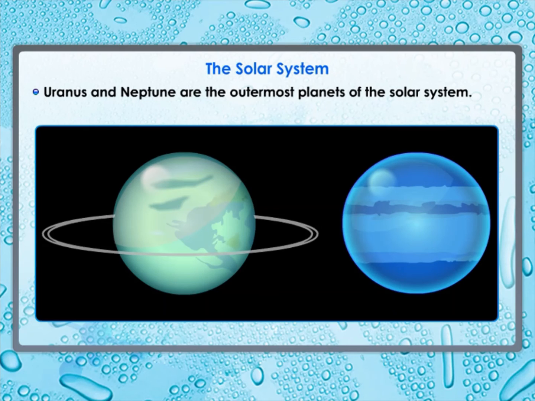The planets outside the orbit of Mars, namely Jupiter, Saturn, Uranus and Neptune, are much farther off than the inner planets. They are called the outer planets. They have a ring system around them. The outer planets have a large number of moons.